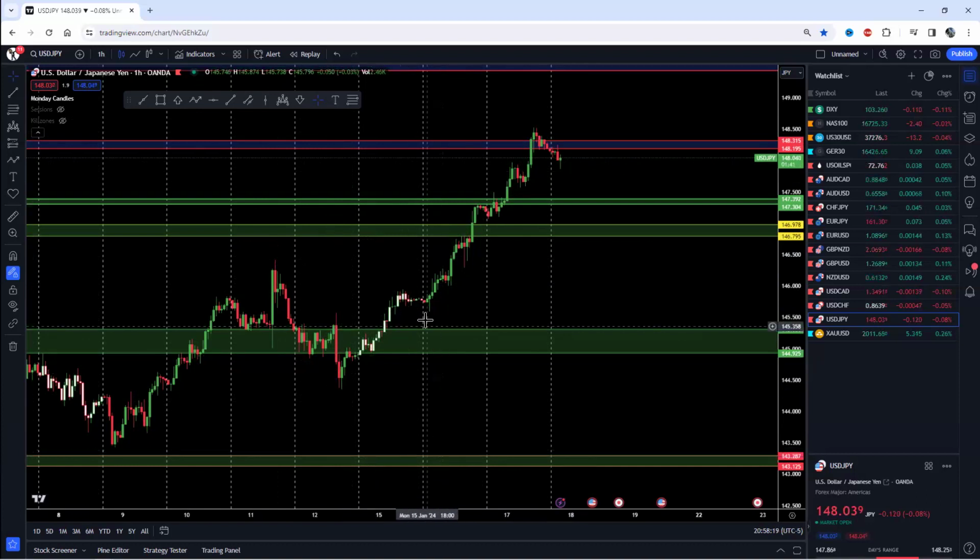It was retesting something. Even this little bitty wick right there was retesting this breakout right here for the second time. This right here was retesting this right here. This right here was retesting this right here. This right here was just retesting this.